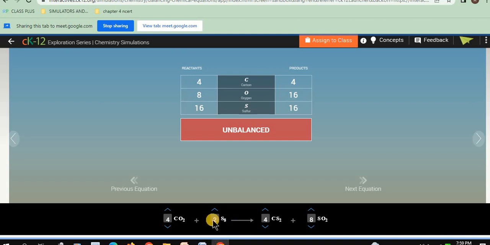Now, how many sulfur? 16. Right hand side 8 here, 8 here, right? Carbon 4. Now the problem is coming in oxygen: 16. So we have to make it into 8. Right? Now, how many oxygen? 16. How many carbon? 8.